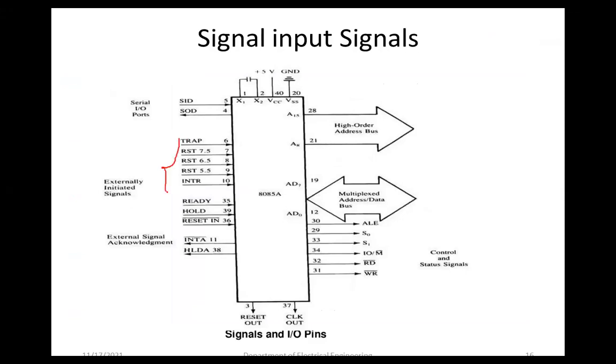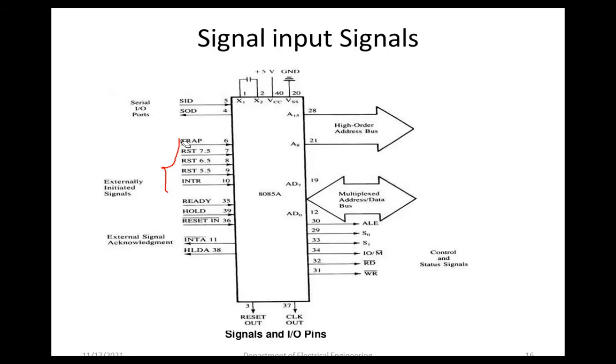The highest priority interrupt is the TRAP interrupt. And 7.5, 6.5, and 5.5 are the other interrupts which have priorities. First is INTR, then 7.5, then 6.5, and 5.5. These are the interrupts which are present in your 8085. Understood? And TRAP is the highest priority interrupt.